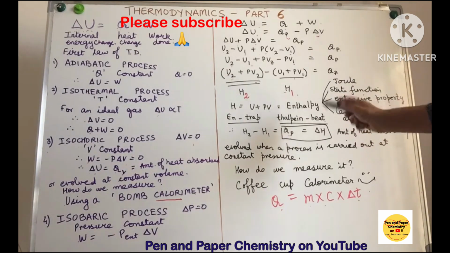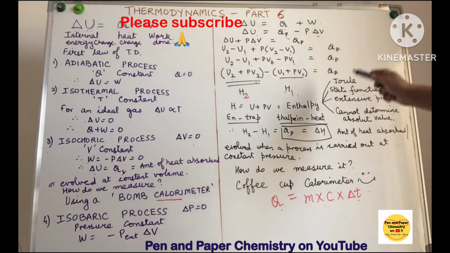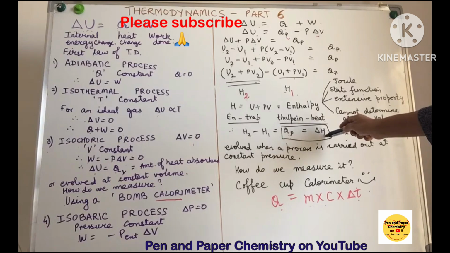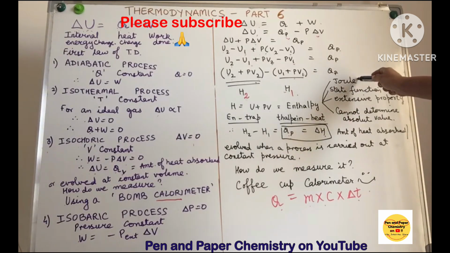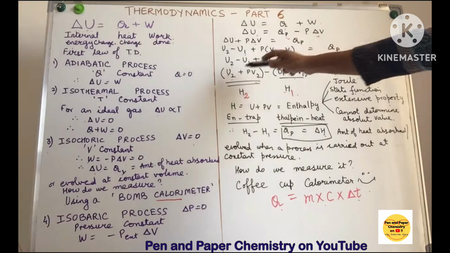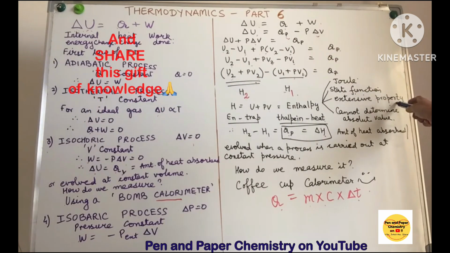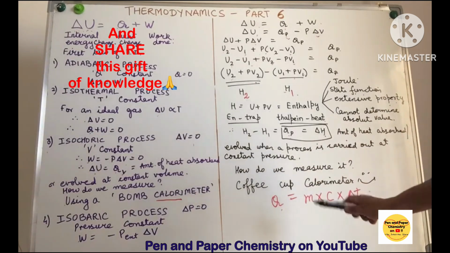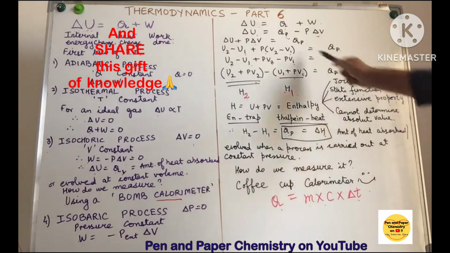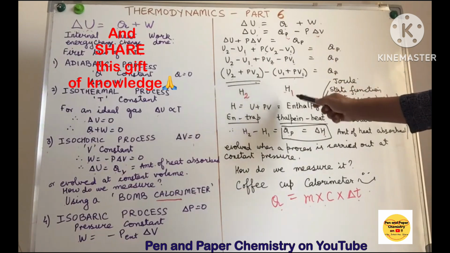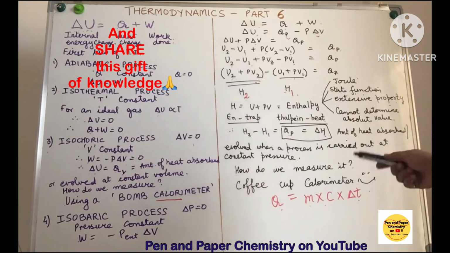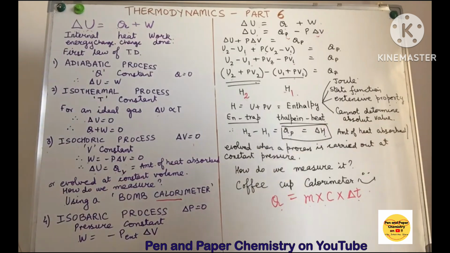Because it's a new thermodynamic quantity, we need to introduce its characteristics. It's a form of heat, enthalpy, so the unit will be joule. It will be a state function because we know that it depends on internal energy. It is an extensive property. We know that heat depends upon the mass of a substance. We cannot determine its absolute value. How do we determine this Q_P? That means the amount of heat absorbed or evolved at constant pressure.